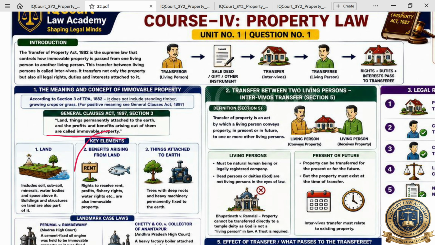Benefits arising out of land, such as the right to receive rent and profits from the property, fishery rights, and water rights, are also immovable property as per the general clause.